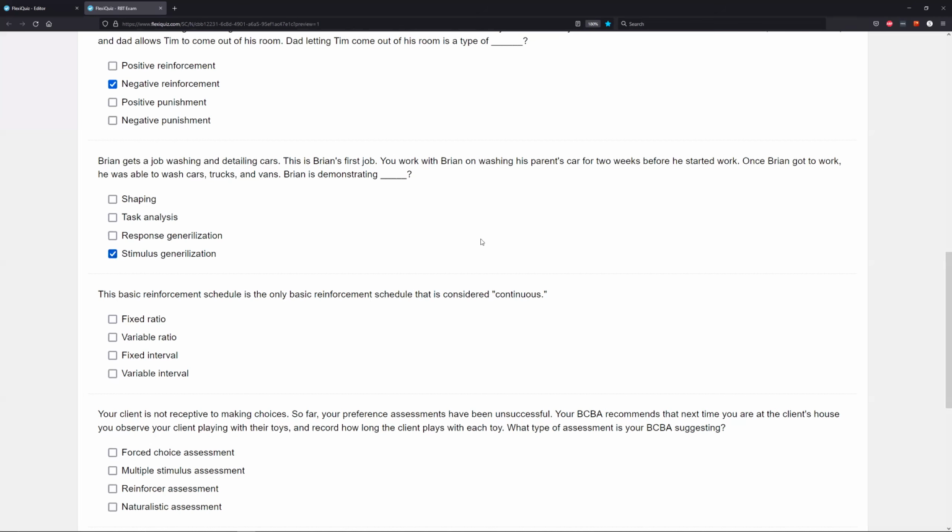Brian demonstrates stimulus generalization. Response generalization and stimulus generalization are difficult concepts, especially if you just started studying, okay? So if you don't understand that question quite yet, it's okay. Come back to it. Study a little more, do a little more practice on your terms, definitions, and flashcards, and then come back to this question and see how you feel about it, okay? Kind of a tricky question, but a good stimulus and response generalization question.